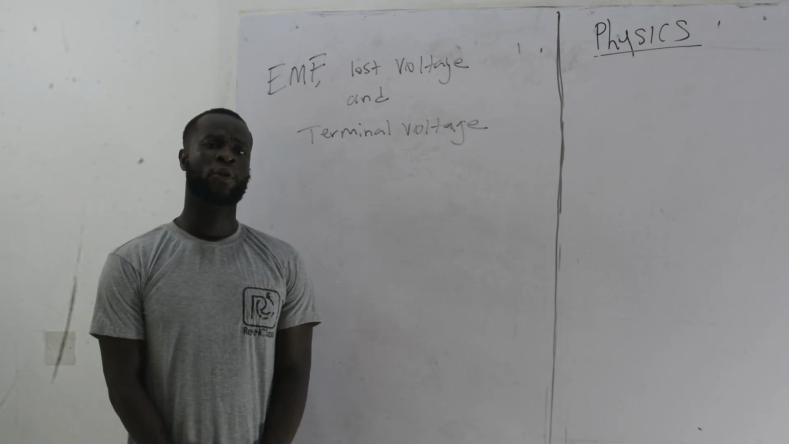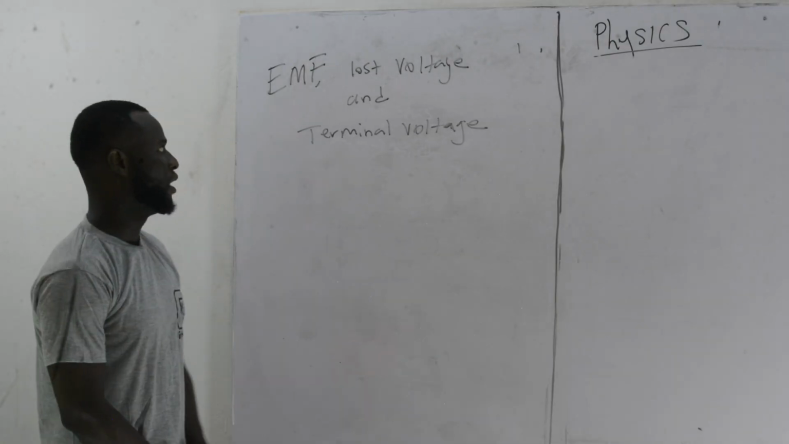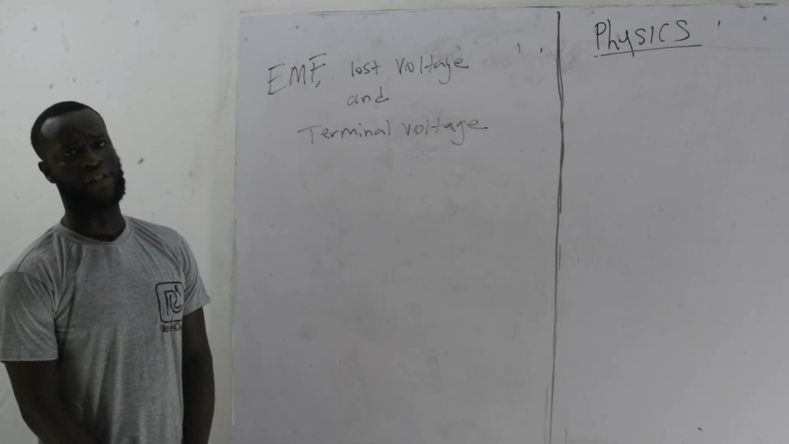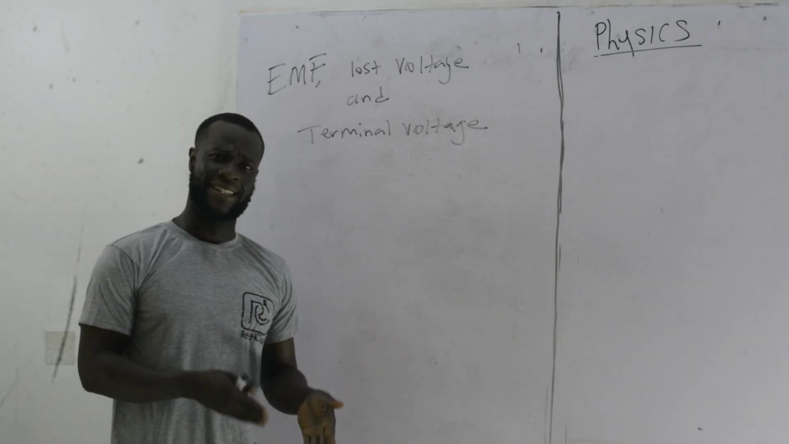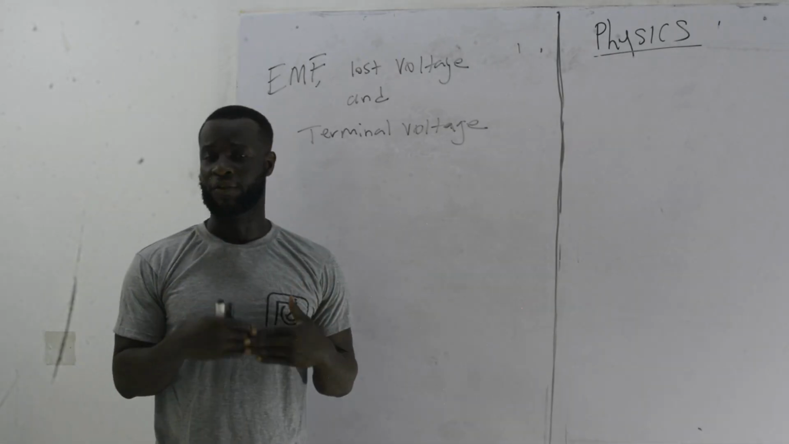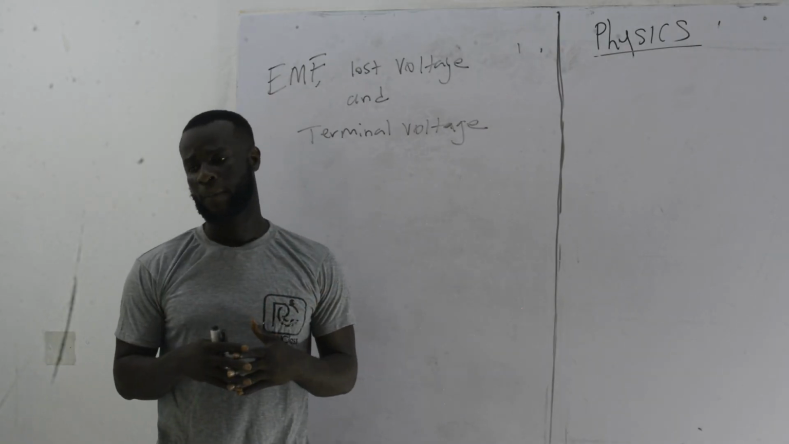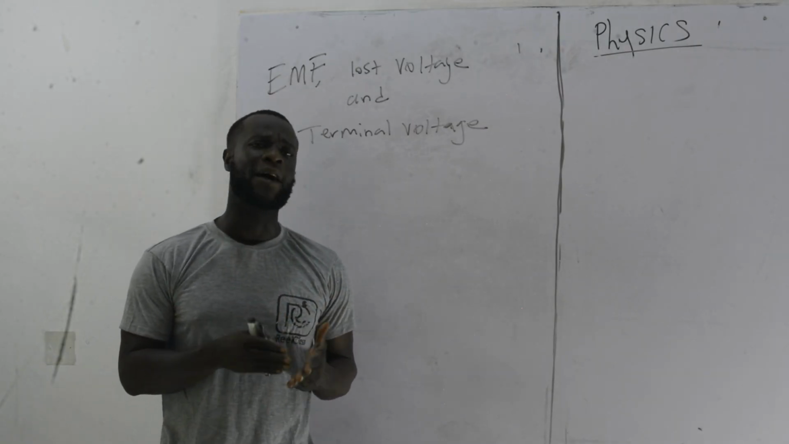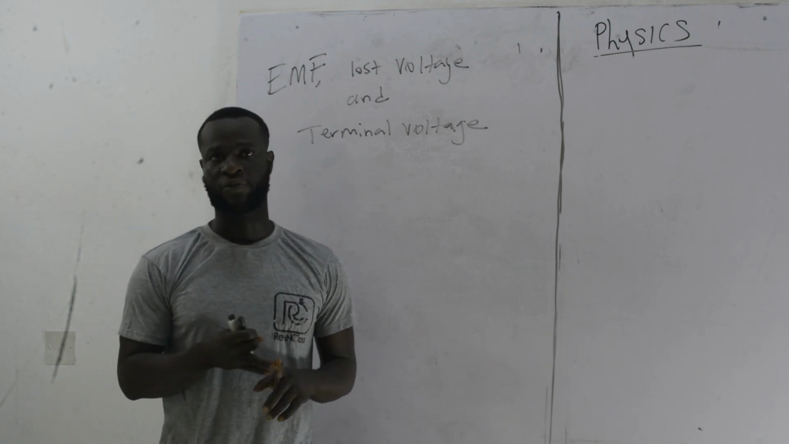And today we'll be looking at EMF, loss voltage, and the terminal voltage of a cell. It's important for us to know that a cell is an electrical device that converts chemical energy to electrical energy. And we should also know that there are two types of cells. There's a primary cell and there's a secondary cell.